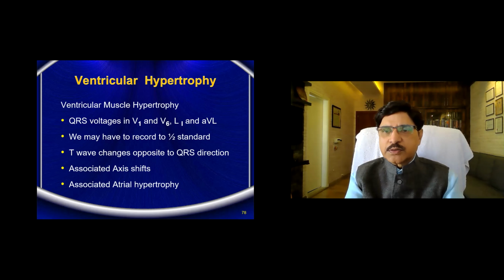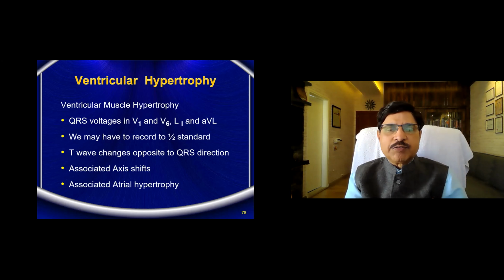If the QRS is positive in V6, there will be deep T inversion. If the QRS is negative in V1, there will be a tall upright T-wave. Okay, T-wave changes are opposite to the QRS. If they are not, then there is a problem. You understand? So the T wave should be opposite to the QRS. If it is not, it signifies associated ischemia and infarction.